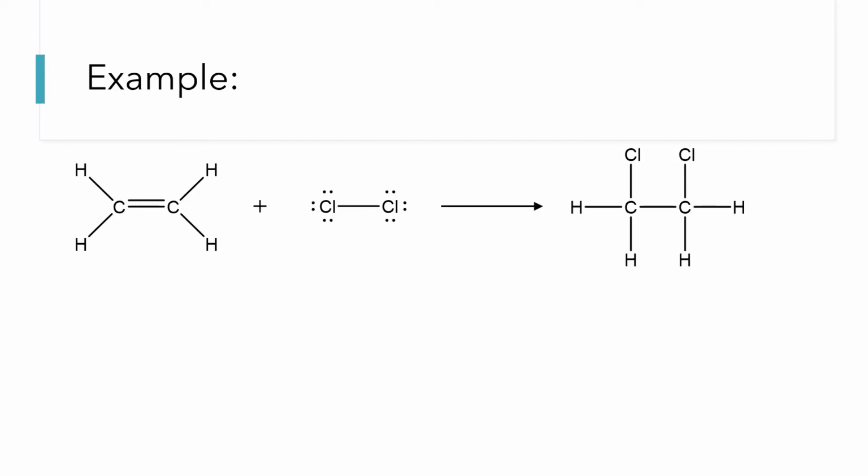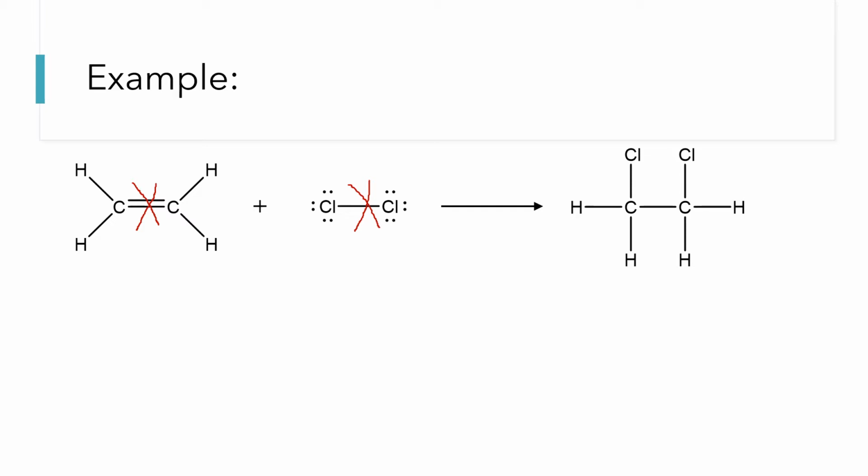For our first example, we're going to look at the reaction of ethylene with chlorine to make 1,2-dichloroethane. When this reaction takes place, we are going to basically think about taking this chlorine molecule, the Cl2, and breaking the bond between the two chlorine atoms. And we're also going to break this double bond that's between the two carbon atoms. Those are the bonds that we're going to break.